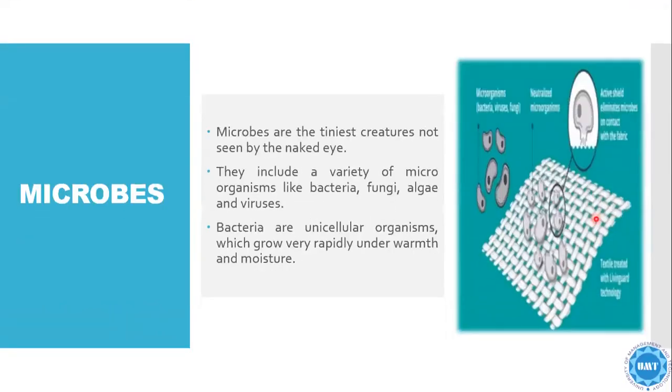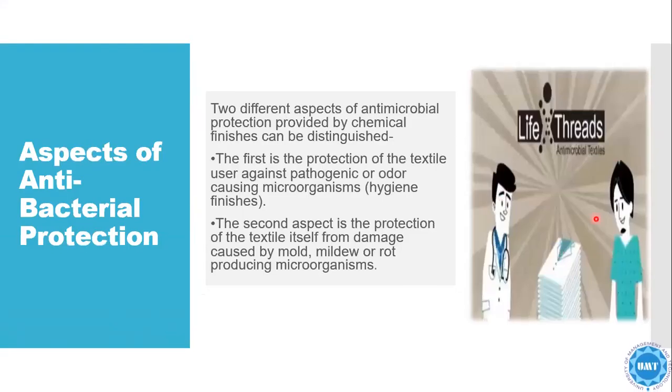Here we can see that the antibacterial unprotected fiber is very rough, while the protected fiber is very clean and very smooth. We should be familiar with what a microbe actually is. Microbes are microorganisms, the tiniest creatures not seen by the naked eye. They include a variety of microorganisms like bacteria, fungi, algae, and viruses. Bacteria are unicellular organisms which grow very rapidly under warmth and moisture.